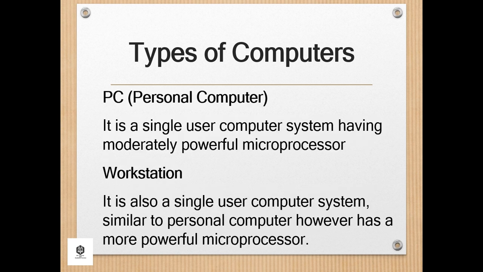Computers can be broadly classified by their speed and computing power. For example, PC or personal computer. It is a single-user computer system having a moderately powerful microprocessor. Workstation. It is also a single-user computer system similar to a personal computer, however, it has a more powerful microprocessor.